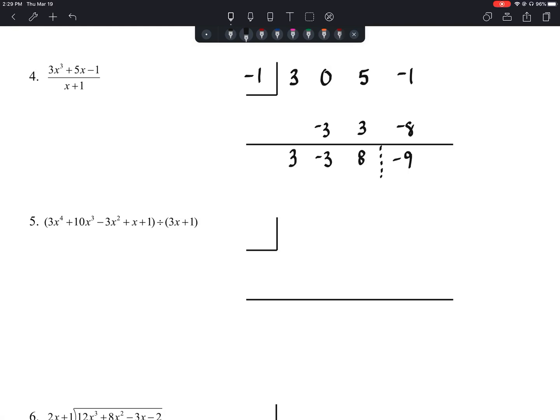So when we do 3x to the third plus 5x minus 1, we're going to end up with 3x squared minus 3x plus 8. And then I'm going to put a plus negative 9 over the quantity of x plus 1. Now you could also write that as just minus 9 over the quantity of x plus 1. Either way would work.